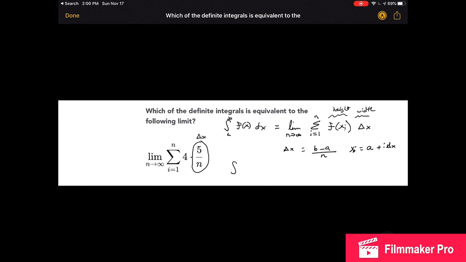So this must be the integral. The width is 5, so 0 to 5. The constant function is just 4. And then, of course, the width dx, when we're using integral notation. So this is the same thing, just written in definite integral notation for you.